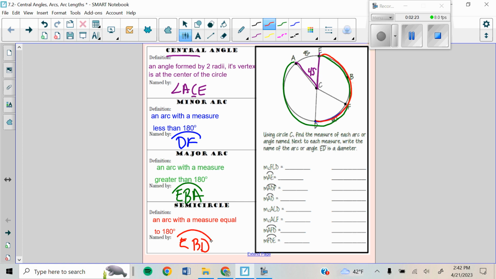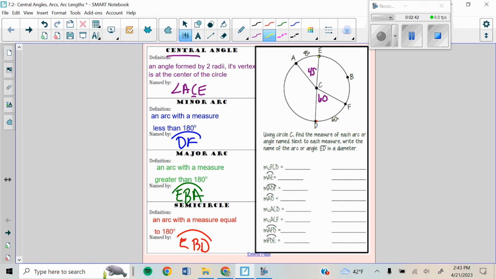All right, so then this right half here, we're going to use that circle, and we're going to find the measure of each arc and the angle that are named. So I'm just going to clear this up a little bit here. So that angle is 45 degrees there. This one here is going to be 60 because the angle and the arc have the same measure.